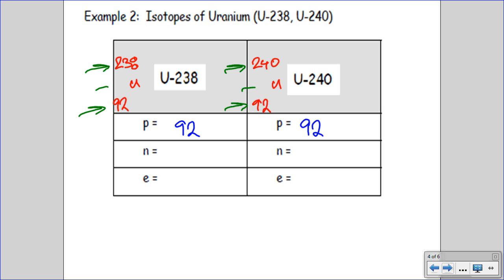So 238 minus 92 equals 146 neutrons in uranium-238. And I'm going to guess that there's 148 neutrons. Yep, I'm right, in uranium-240. And again, these are atoms. We do not see any charges listed in the notation. Okay, so there are no ions to deal with. There's no charge up in the top right corner. It doesn't exist. So the number of protons equals the number of electrons.